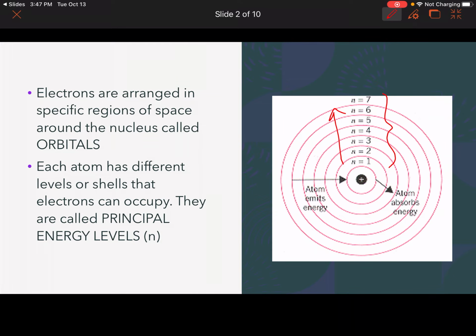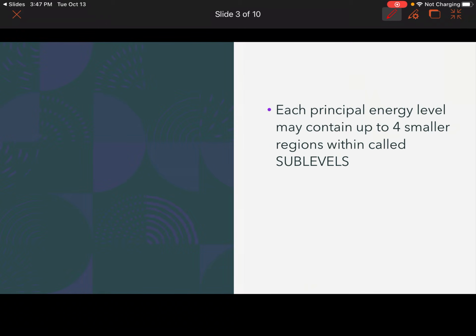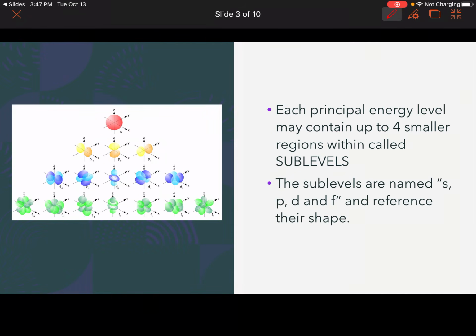Okay, now each principal energy level may contain up to 4 smaller regions within, called sublevels. There's a lot of vocabulary that we need to deal with today before we get into the nitty-gritty of this concept. So each principal energy level contains up to 4 smaller regions. These are sublevels, and they are S, P, D, and F. And they reference their shape.